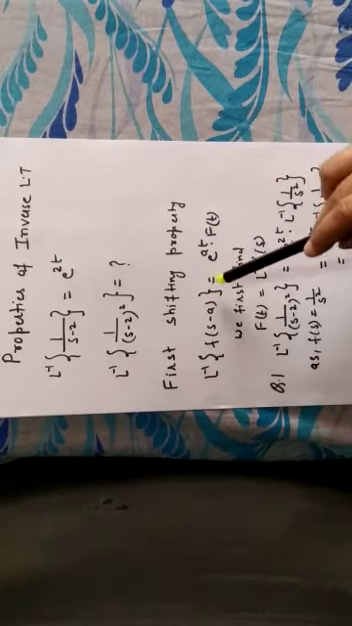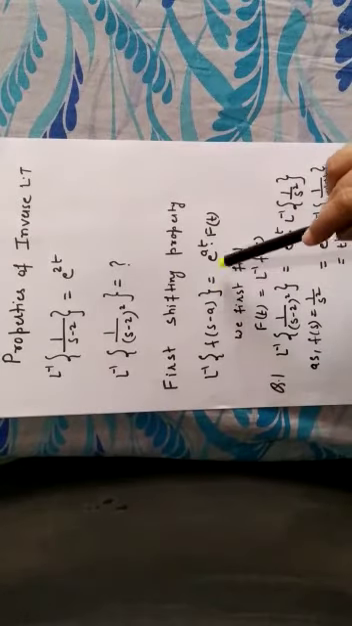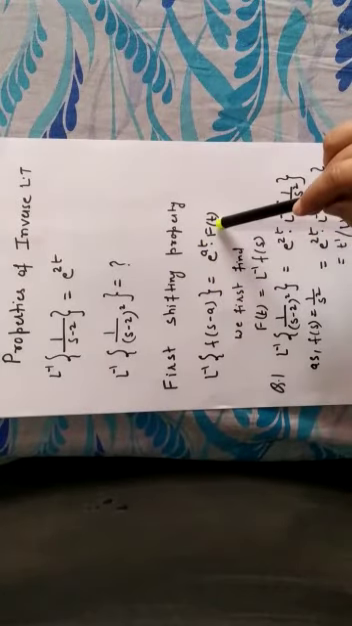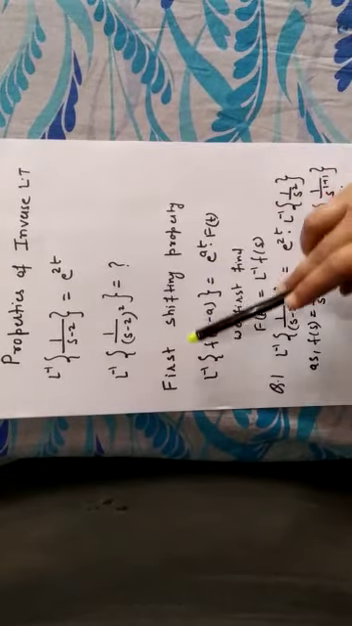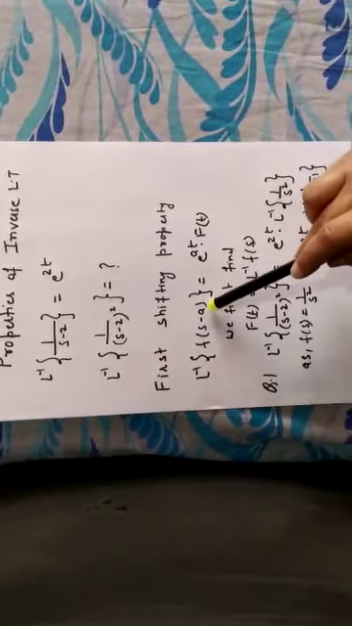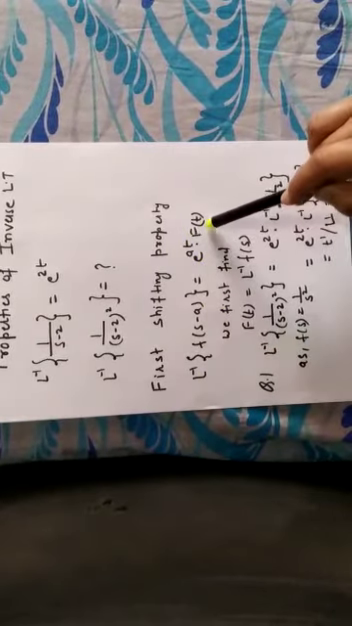This whole thing we have studied in our Laplace transform properties. Laplace of e to the power at f(t) is what? F of s minus a. So we just have to reverse this condition. If we have to find out L inverse of f of s minus a, it is given by e to the power at f(t).